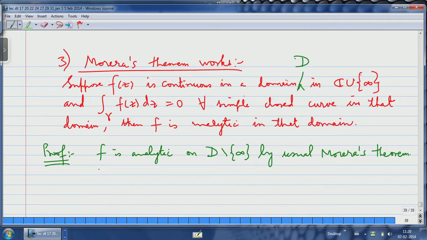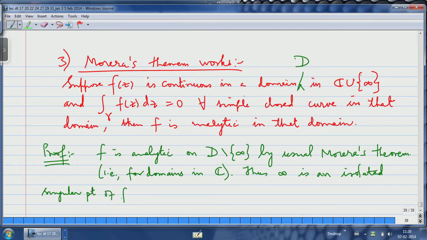By usual Morera theorem I mean that is for domains in the complex plane, because D minus infinity is a domain in the complex plane. Thus infinity is an isolated singular point of f, but f is continuous at infinity, so it is analytic at infinity. So that's the end of the proof.